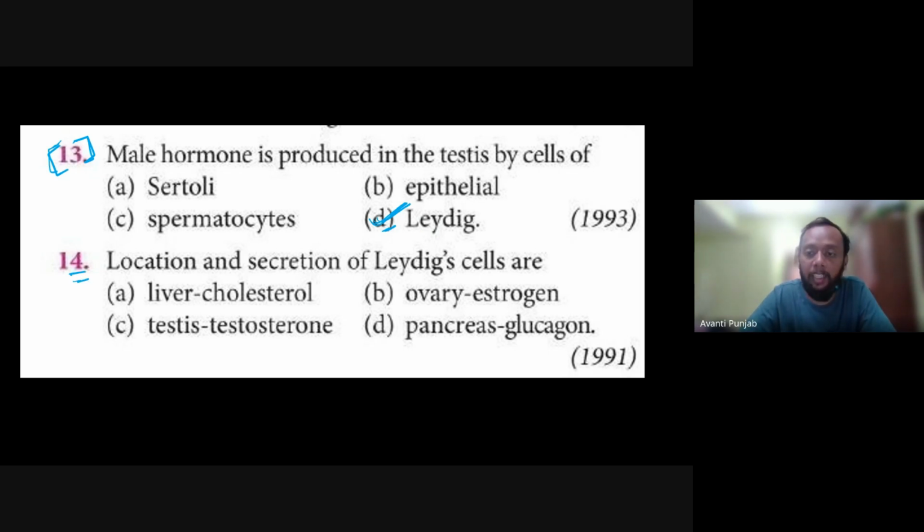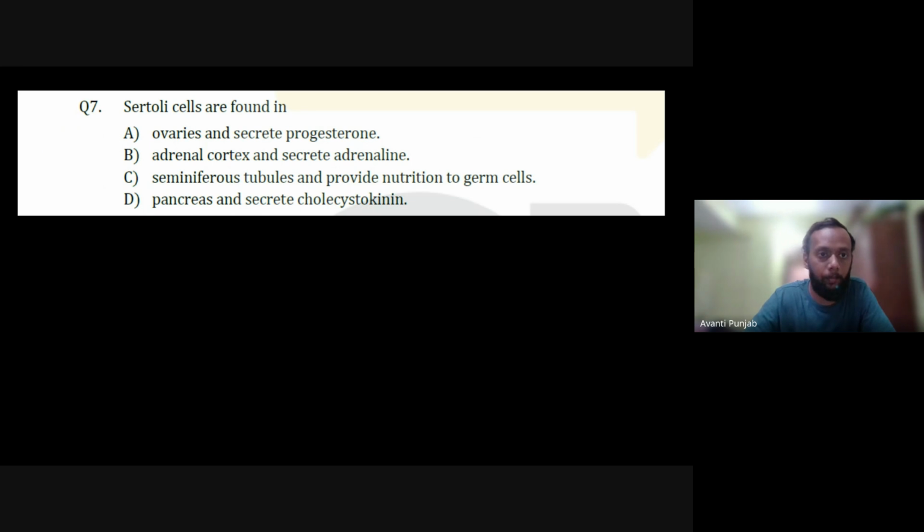Location and secretion of Leydig cells are. This over here is called as my option C. So testes and testosterone is going to be the correct answer in this. Okay, now this question. Sertoli cells are found in. Sertoli cells आपको कहाँ पे देखने के लिए मिल जाते हैं? Alright, काफी जल्दी आप लोगों ने यहाँ पे आंसर कर दिया. And yes, that's going to be your option C.